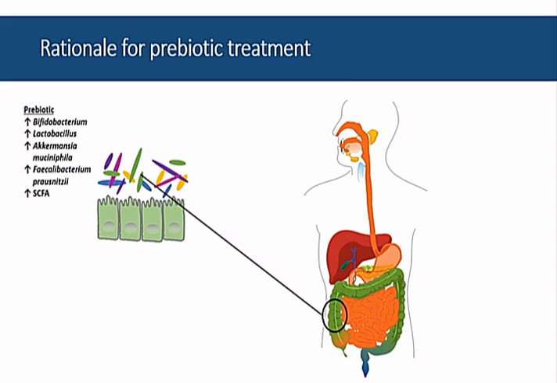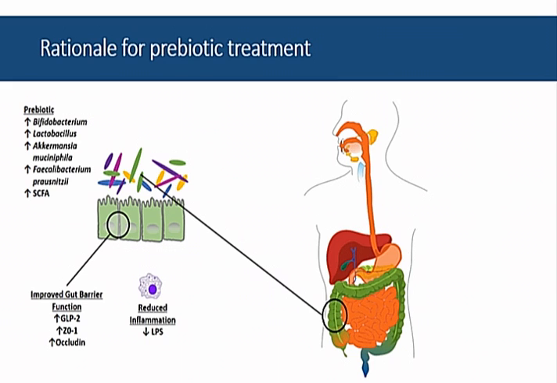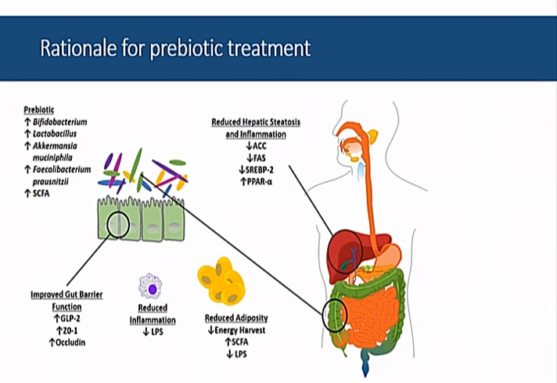It's thought that these changes can improve gut barrier function by inducing gut trophic signals and maintaining the tight junction proteins. That's going to decrease the LPS, the translocated lipopolysaccharide, which is the gram-negative component of bacteria, a cell component. So that causes a decrease in the activation of the innate immune system. We also have improvements in adipose tissue: you get decreased energy harvest potentially, and that decrease in LPS. There's also a reduction in the genes that are responsible for hepatic lipogenesis.